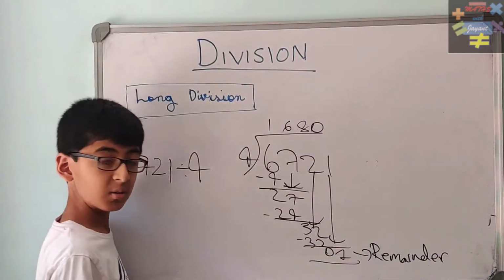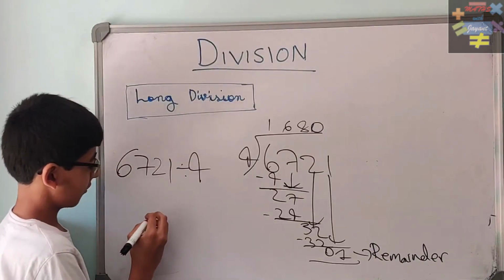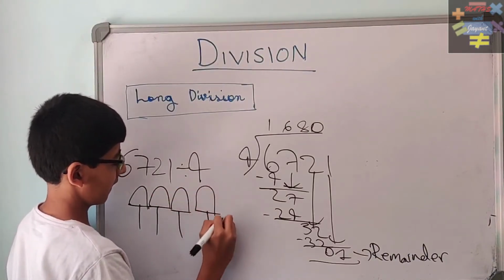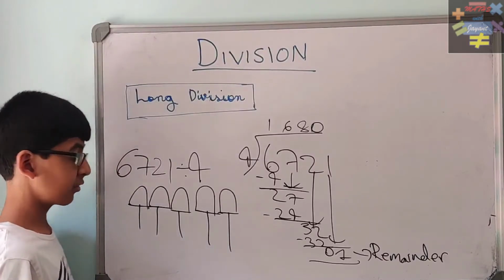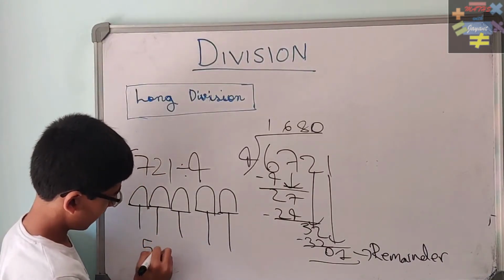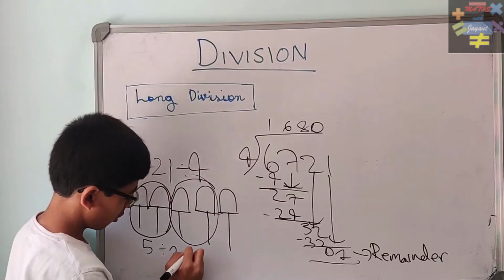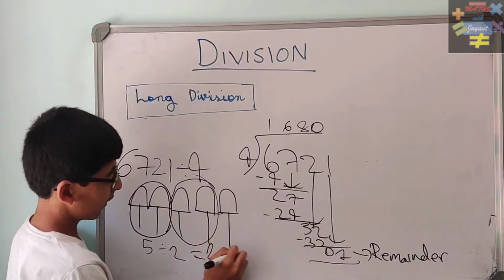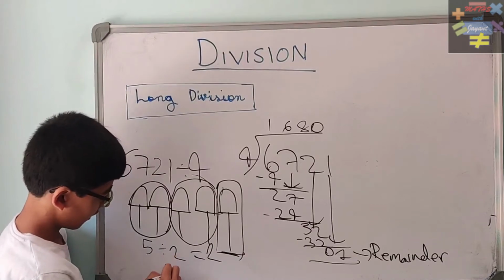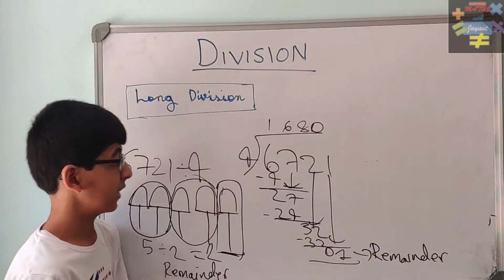Now what is this remainder? Let us understand. Suppose we have a group of ice creams. Suppose we have 5 ice creams. So out of these 5 ice creams, you have to divide them among 2 people equally. So what do we do? We do 5 divided by 2. We can divide 1 group and 2 groups. So over here we get 2 groups, but this one is remaining. What should we do about this one? This one is the remaining and this is the remainder. So remainder is the extra that is remaining.